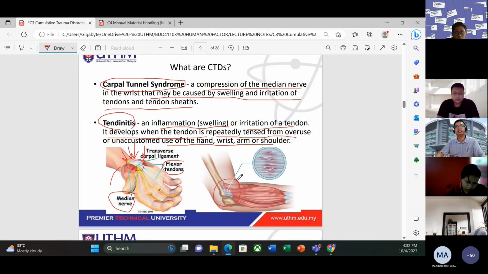So this is an example of tendinitis, due to overuse of the tendon repeatedly. We are doing the same motion, using the same muscle and tendon again and again.